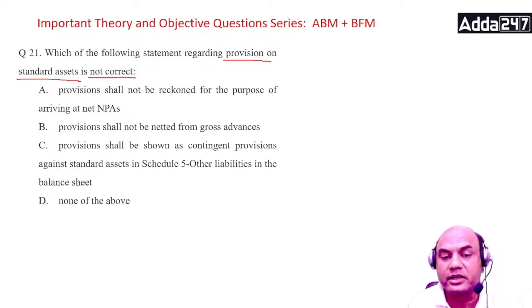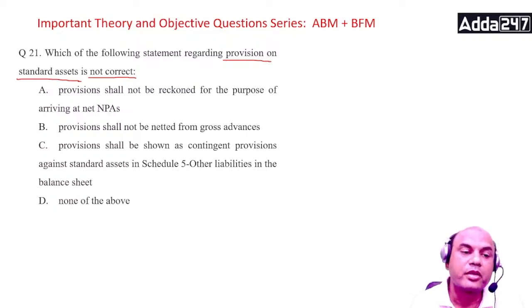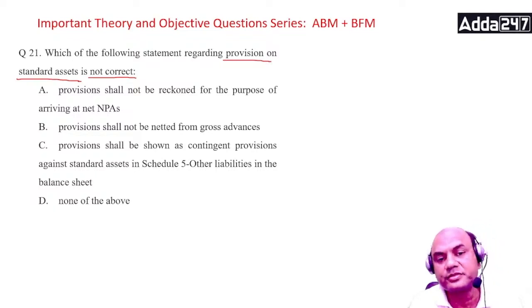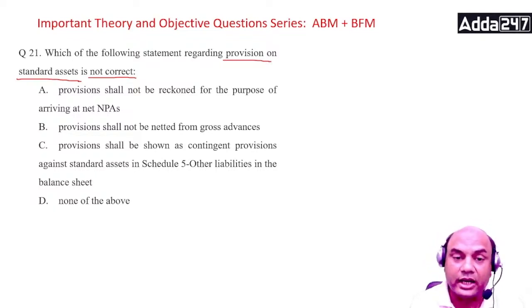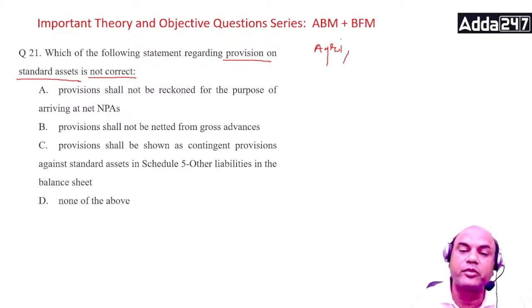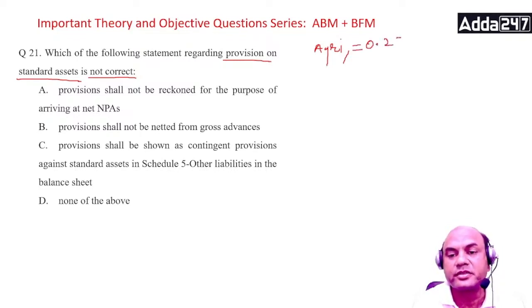We want here not correct. Understand the question, which is not correct, on provision on standard assets. What are the provisions on standard assets? The standard assets have various types of provisions. For agri, what are the standard asset provisions? Anyone can give me? For agriculture, what is the provision for standard asset? It is 0.25%.